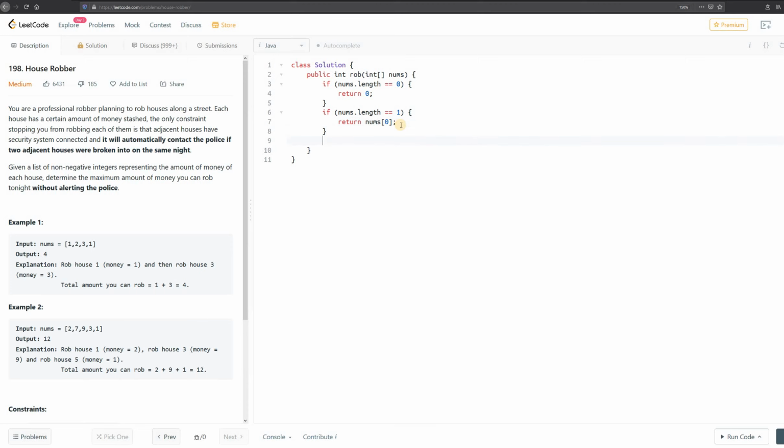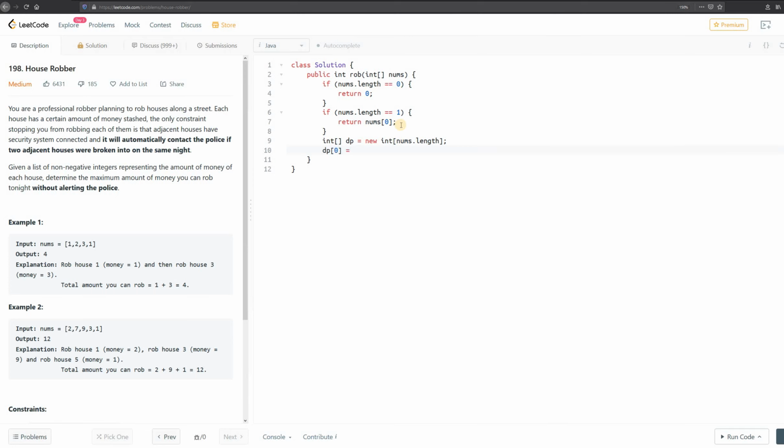Now what we need to do is create a DP table, which means we'll create an array of the same length as the input array, because for each house we are storing the best answer, right? So we are going to create a new array. We'll call this DP, and it's going to be a new int array, and as I said, it would be of the same length as the input array.